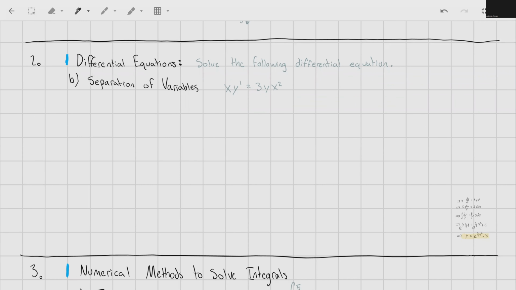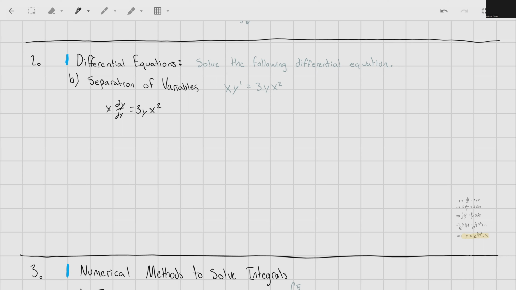Now we have problem 2b, differential equations. Solve the following differential equation: x times y prime equals 3yx squared. So the first step is to rewrite the equation, but instead of writing y prime, we do dy over dx. It's going to be x dy/dx equals 3y x squared.